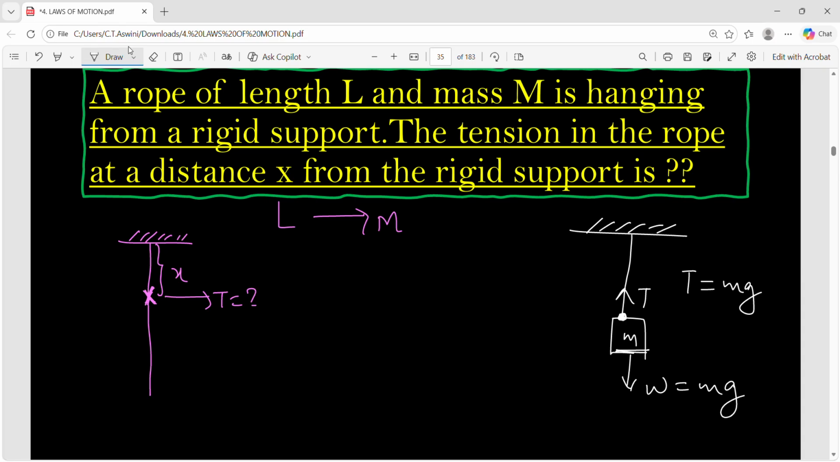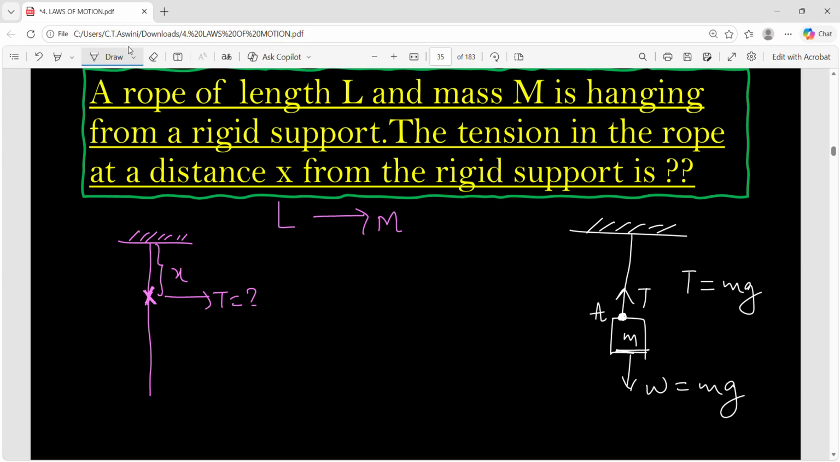Are you getting my point? Which weight will you take? This entire rope is supporting the mass M at this point A. So at point A, how much mass is attached? So you will take the weight due to that mass. Now apply the same logic here.